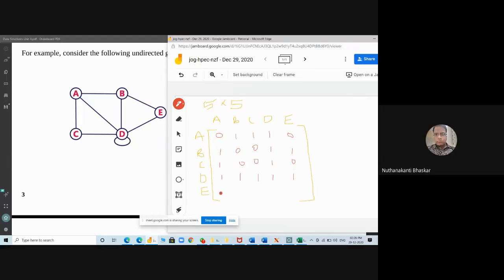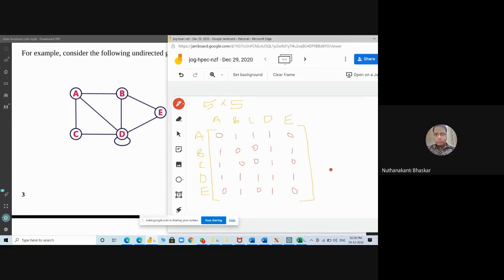E to A: 0. E to B: 1. E to C: 0. E to D: 1. E to E: 0. So this is the representation of the graph with the help of an adjacency matrix.